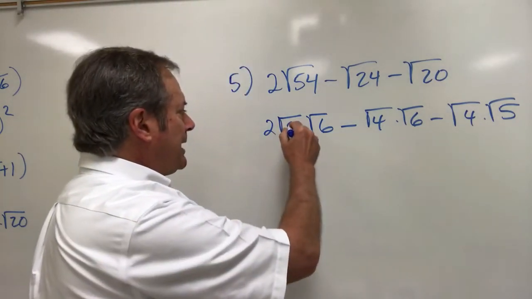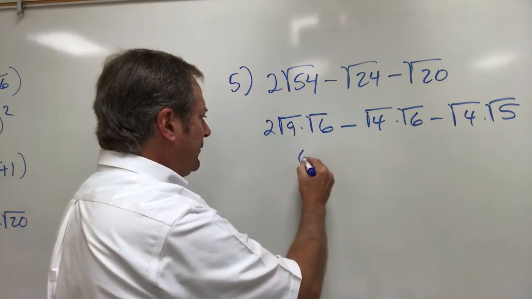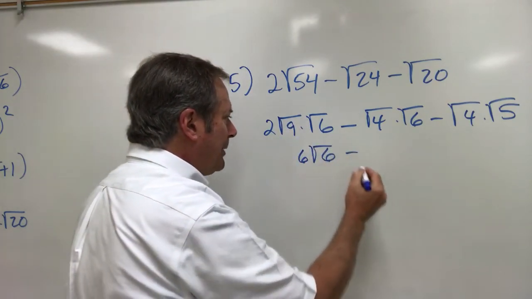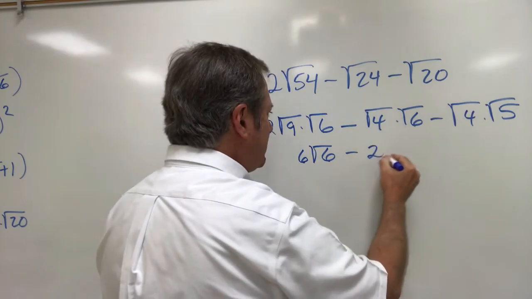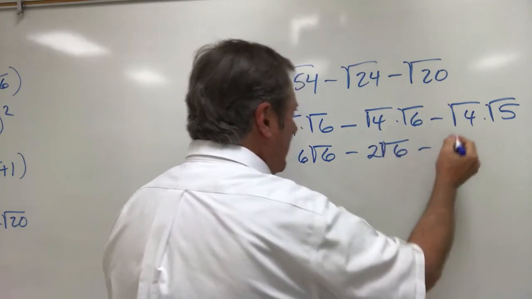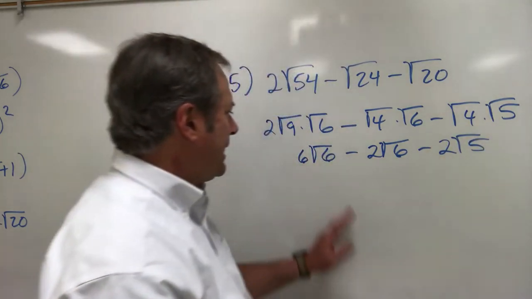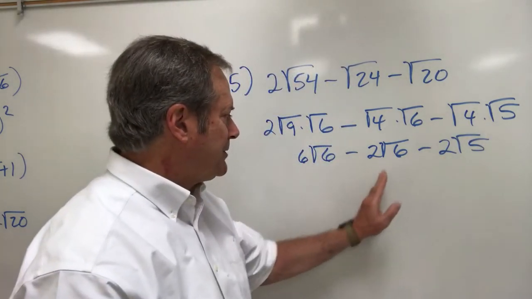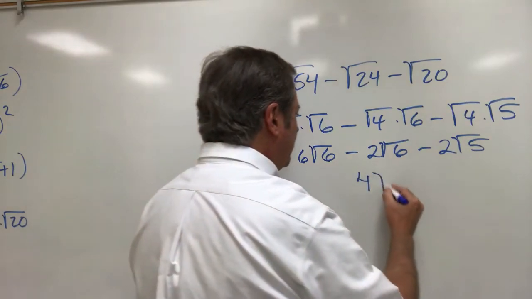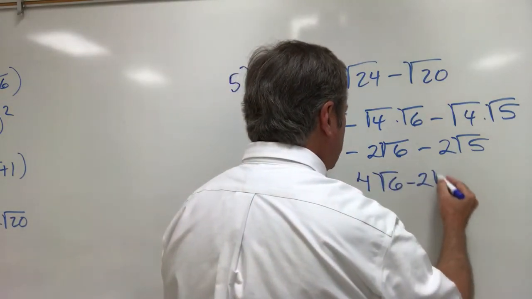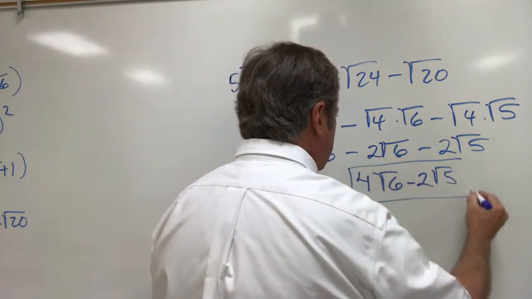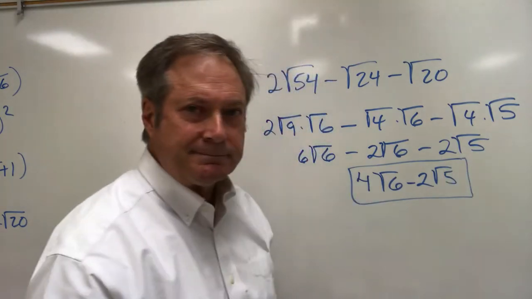All right, so square root of 9 is 3. 3 times that, 2 is 6. So we have 6 square roots of 6 minus square root of 4 is 2, 2 square roots of 6 minus square root of 4 is 2, 2 square roots of 5. Now what we can combine now is 6 minus 2. So we get 4 square roots of 6 minus 2 square roots of 5. And there we have it.